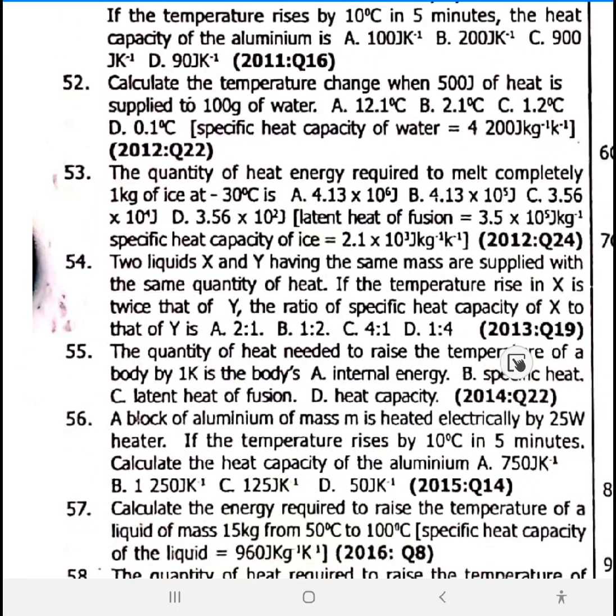55. The quantity of heat needed to raise the temperature of a body by 1 Kelvin is the body's heat capacity. Definitely option D.